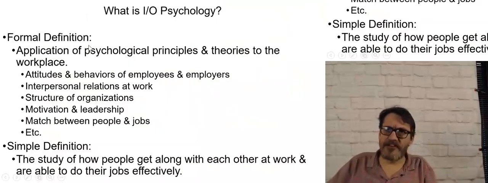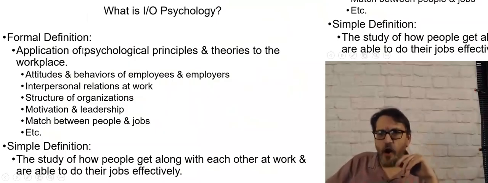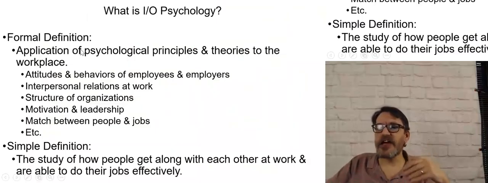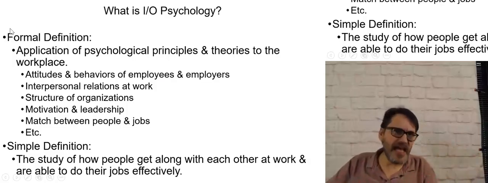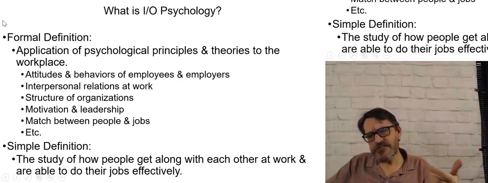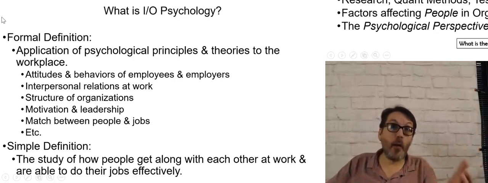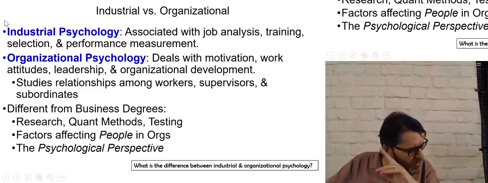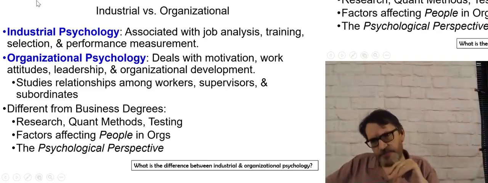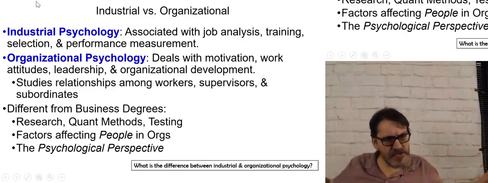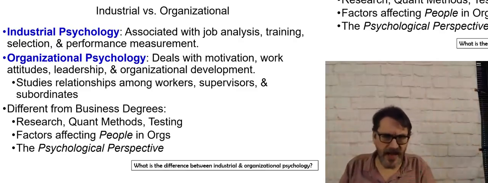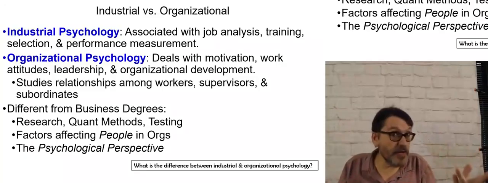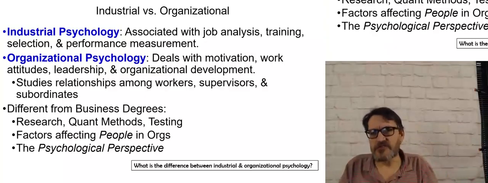We could give a formal definition, feel free to read it, but the idea is it's the study of how people get along, how they do their jobs effectively. The real way to understand a definition of IO psychology is to think, what does it study? IO stands for industrial organizational, and these are technically two different disciplines that are often worked together. I've heard of organizational psychology as a degree, completely independent from the industrial side, but they're often highly related.